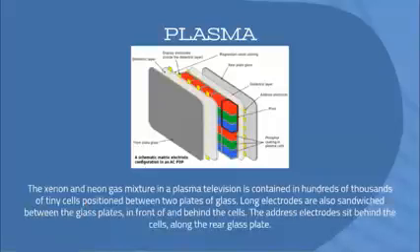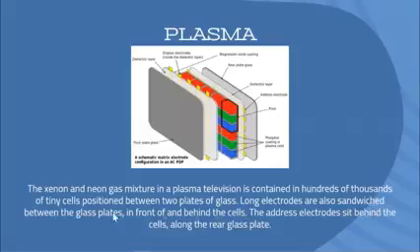So here is the breakdown of your plasma display panel. The xenon and neon gas mixture in a plasma television is contained in hundreds of thousands of tiny cells positioned between two plates of glass. So this will be your front plate glass. Here you can see the pictures. And then this is the rear plate glass. In between those are the tiny cells that contain inert gases such as xenon and neon.